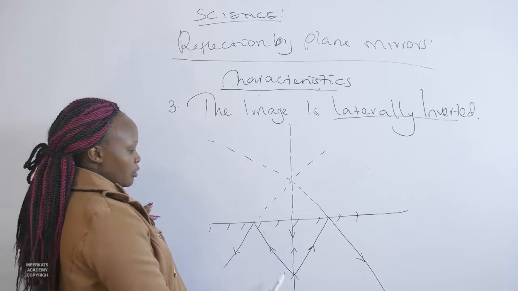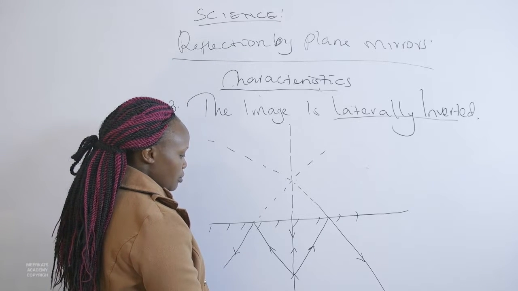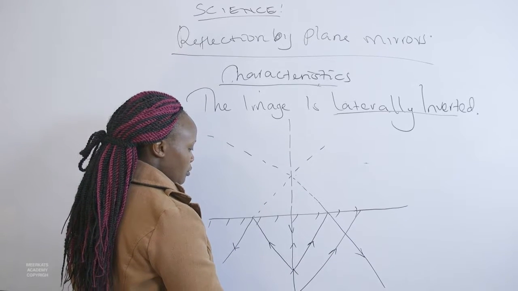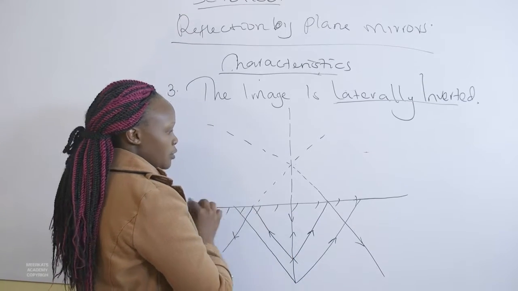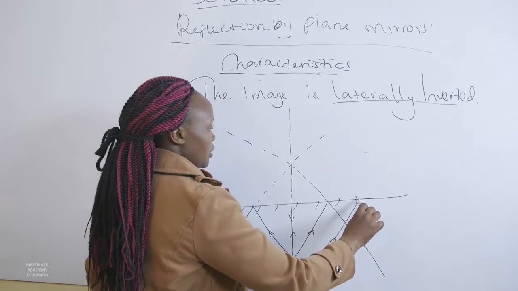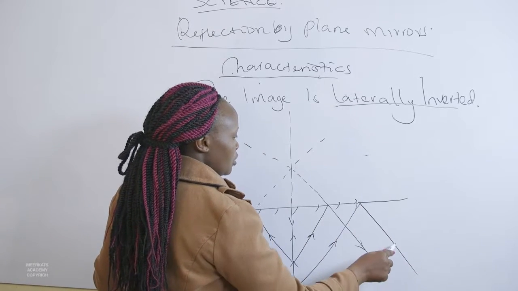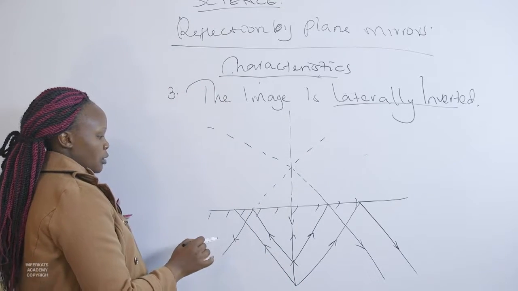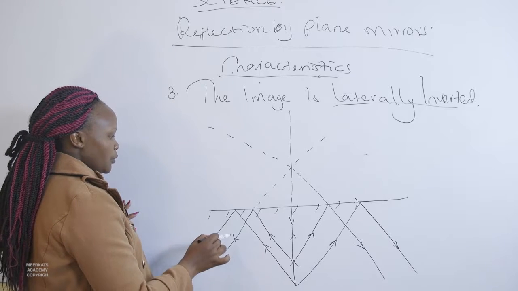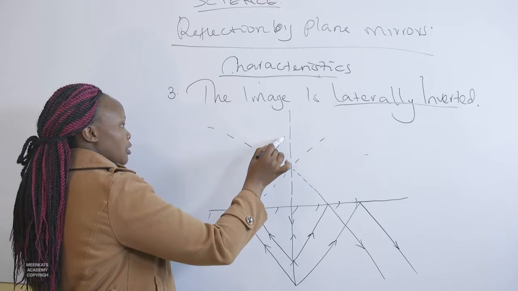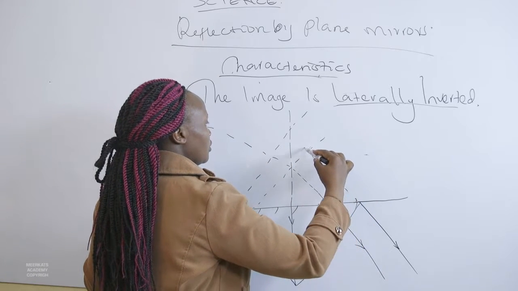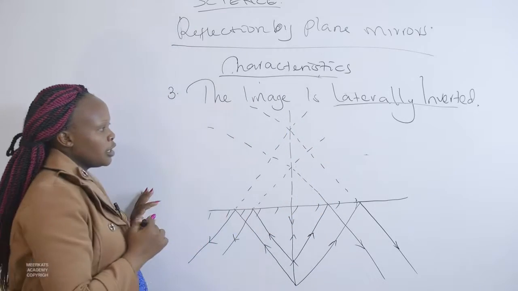Then we consider a ray from the bottom. At this point, we have a ray. We have another one. We will reflect the same so that we have something like that. Again, we can extend up to where we have an intersection.